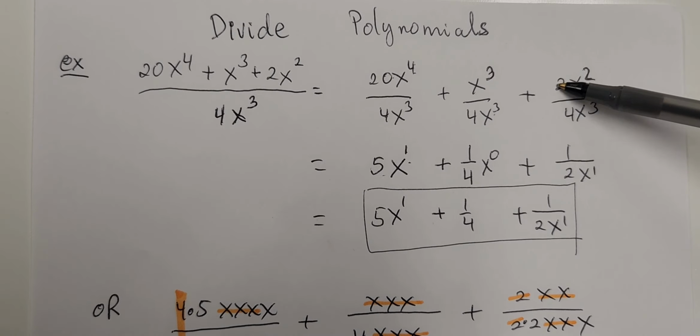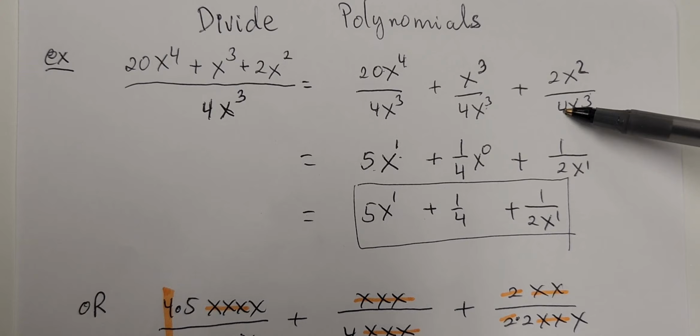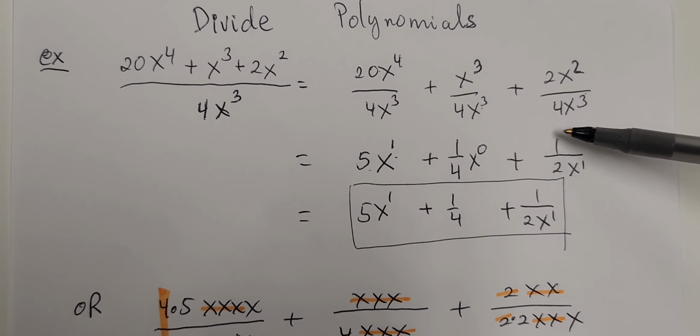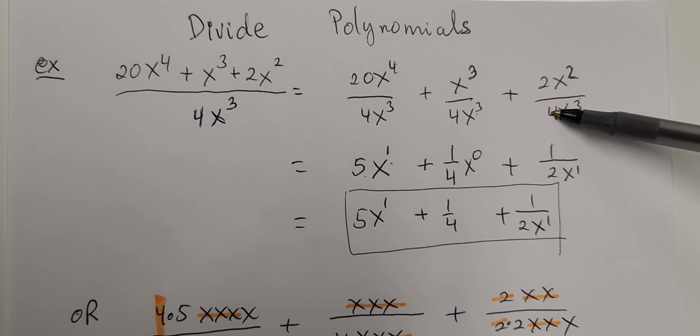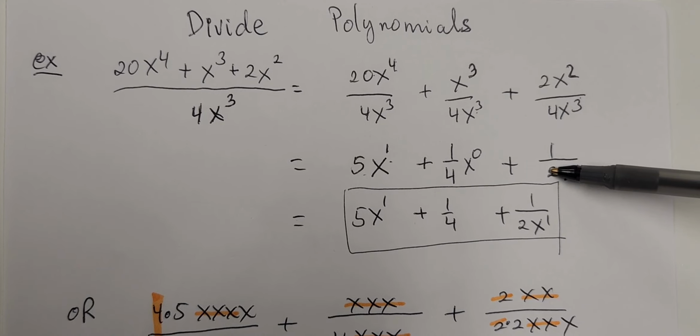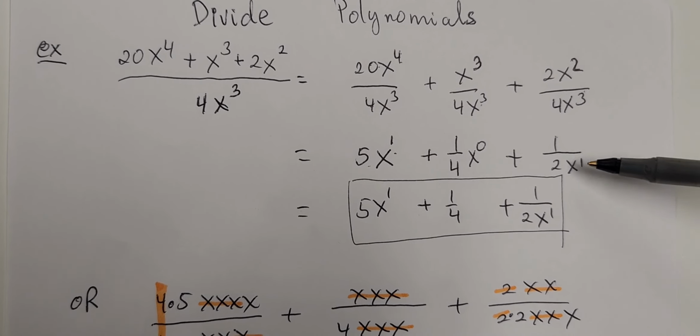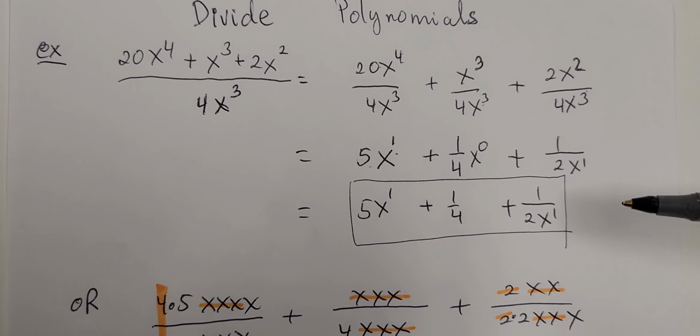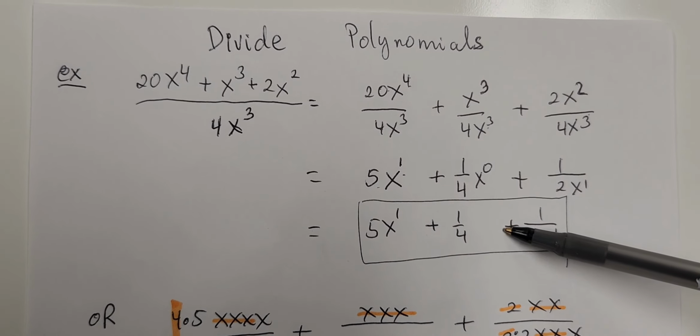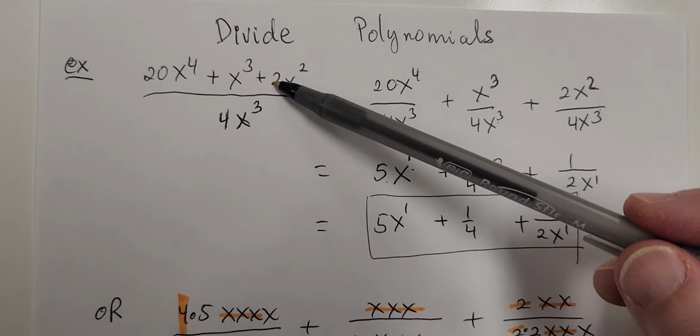Okay. 2 and 4, we can reduce it. 2 divided by 2 gives me 1. 4 divided by 2 gives me this 2. Okay. And then 2 subtract 3 gives me 1 and is in the bottom. Okay, so this is the final answer to the original problem.